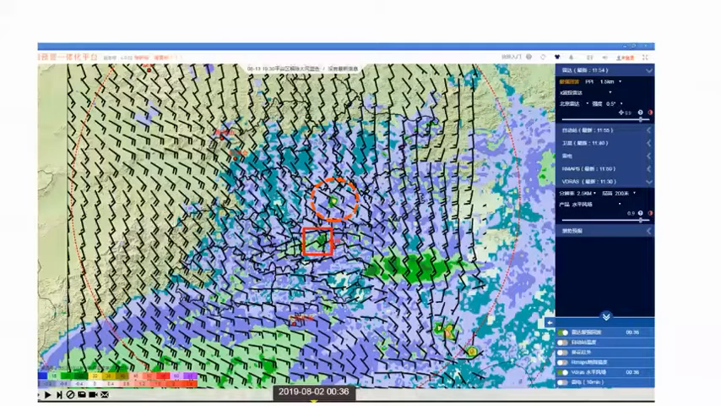So half an hour later, look at the red dashed circle area, where a high possibility of new storm initiation was expected. It began to rain. So did you make the accurate nowcast?